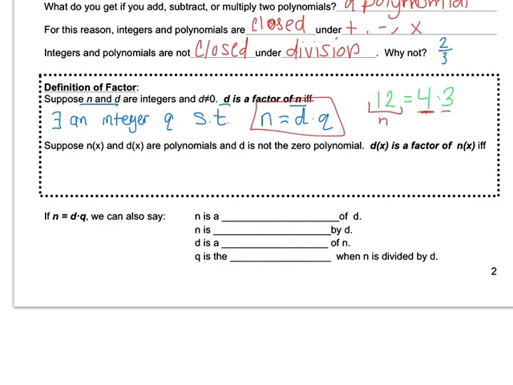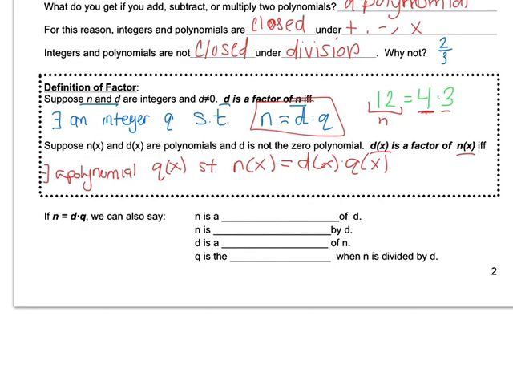Same thing goes for polynomials, except instead of d and n, we have d of x and n of x. So d of x is a factor of n of x if and only if there exists a polynomial q of x such that, same thing, n of x equals that factor d of x times some other factor q of x. So q of x and q, those are just other factors of n.